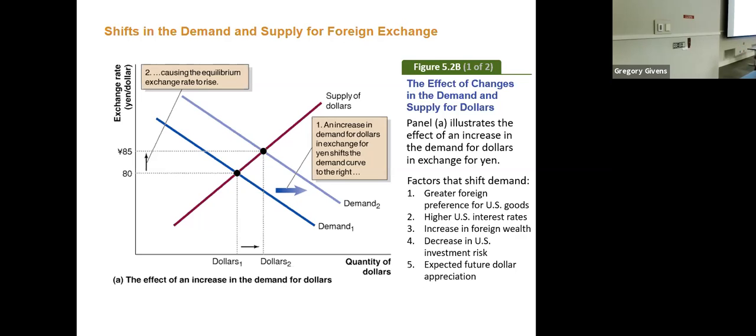That one's interesting. A decrease in US investment risk. Why would that increase the demand for US dollars from abroad? A decrease in US investment risk. We're going to talk more about risk and return a little bit later in the semester, but Lauren, go ahead.